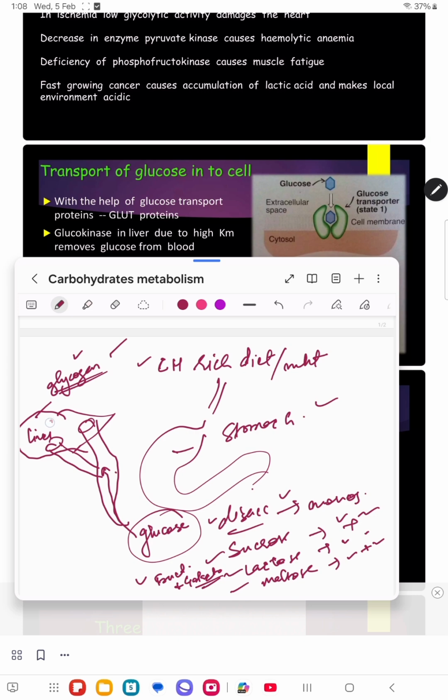Now this glucose goes through the blood. This is the blood vein. I will label this with a different color. This is the blood. When this glucose goes through the blood, it goes to the cell. This is the cell. Inside the cell, the glucose metabolism will take place. So how will this glucose be transported to the cell?